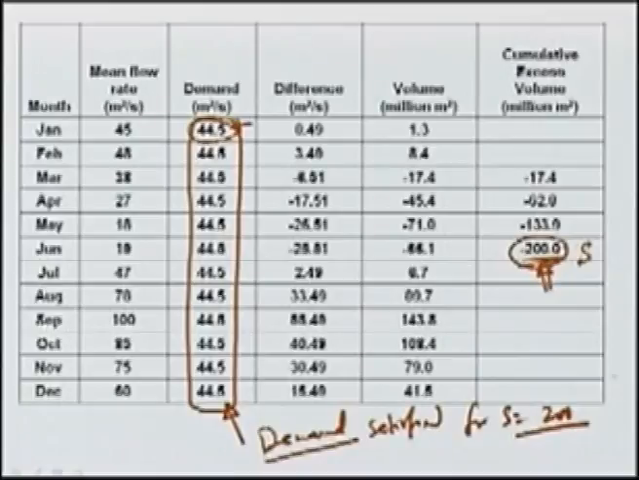So, using these techniques, we can determine either what is the storage required for a given demand or what is the demand which can be satisfied for a given storage. So, we have looked at the problem of finding out the storage for supplying a required rate of water, or we can find out what is the maximum rate which we can supply for a given storage.